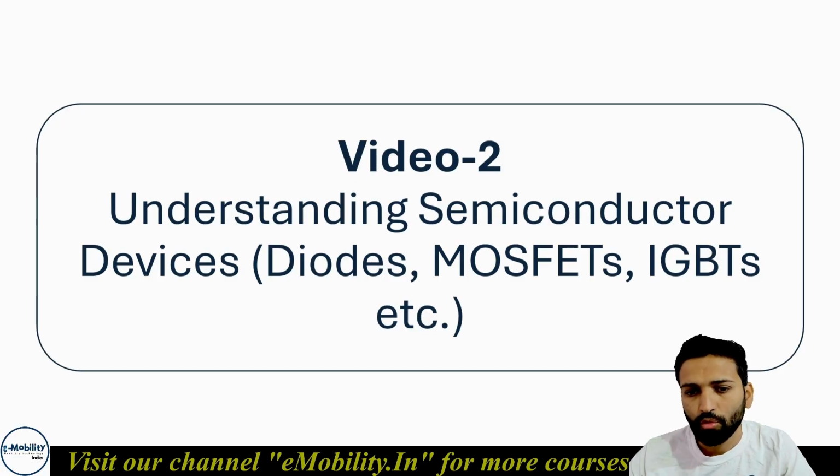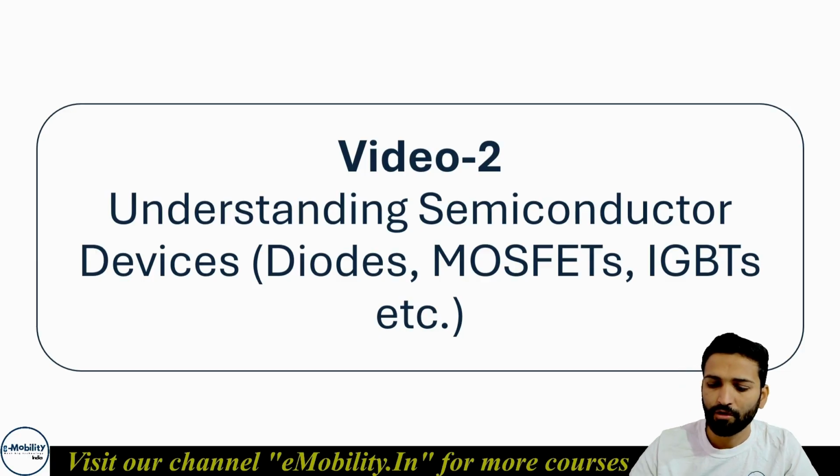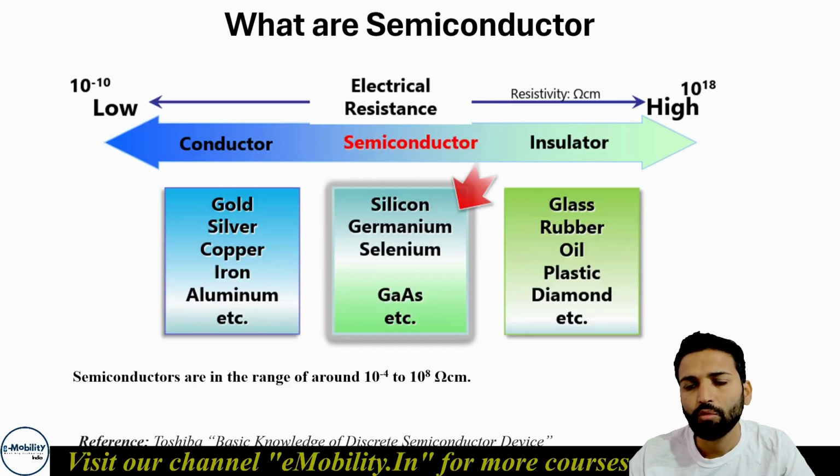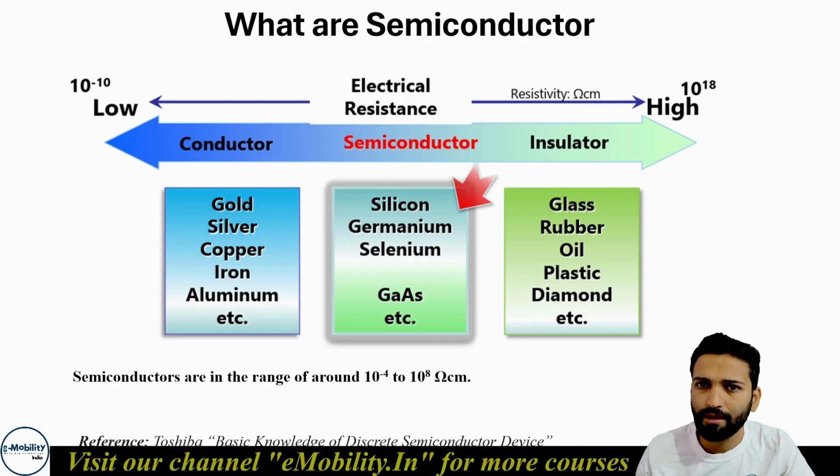So in this video too, we'll be learning about the diodes, MOSFETs, BJTs and IGBTs. First we'll be learning about what a semiconductor is. How are a semiconductor, a conductor and an insulator defined, and how are these three differentiated? The basic thing which differentiates all these three is the resistivity.